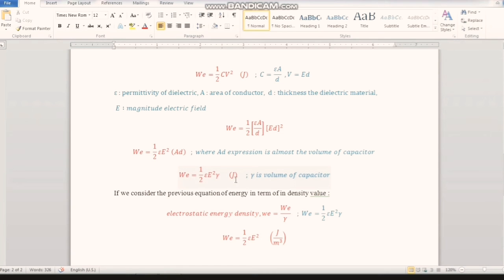If we consider the previous equation of energy in terms of density value, so WE equal to WE over lambda. We substitute WE, where WE is equal to 1 over 2 epsilon E squared lambda. So the final answer for electrostatic energy density WE equal to 1 over 2 epsilon E squared, and its unit is joule per meter cubed.